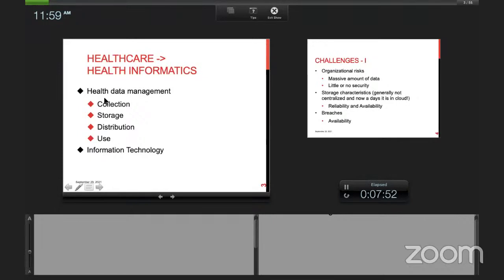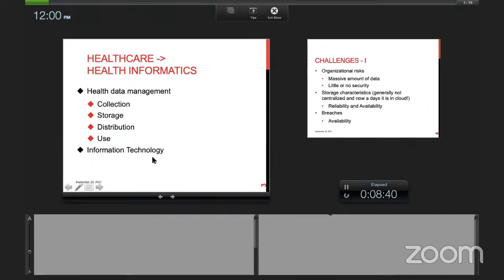So healthcare dealt with different steps, which included collection of the data, storage of the data, distribution of the data. Distribution in the sense of who will use it, or to whom the data will actually be visible, and then use of the data. That means how somebody will interpret the data. Okay, so this already existed, whether in file format, in written form, or in some health record form.